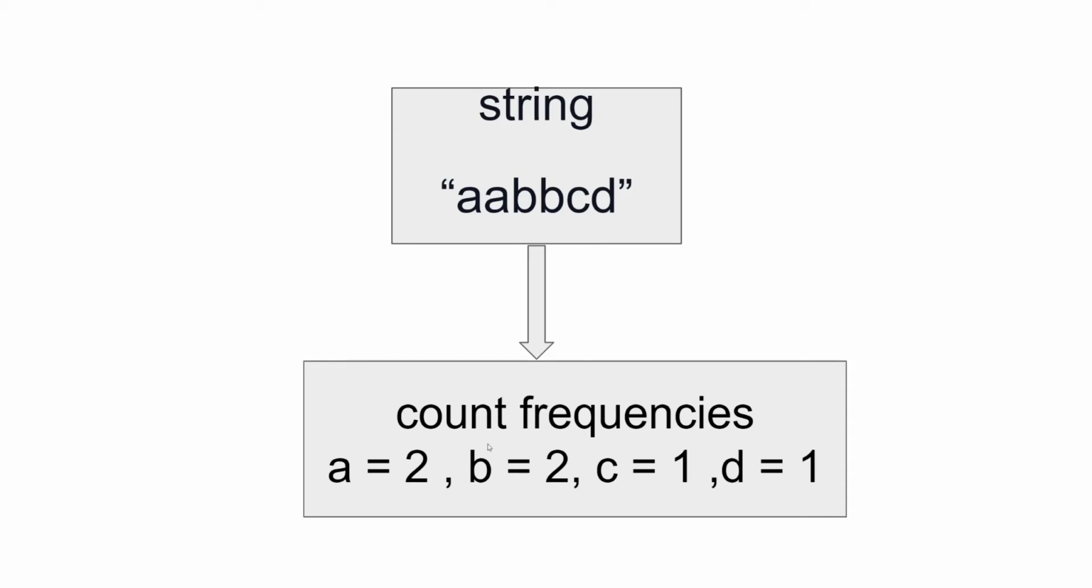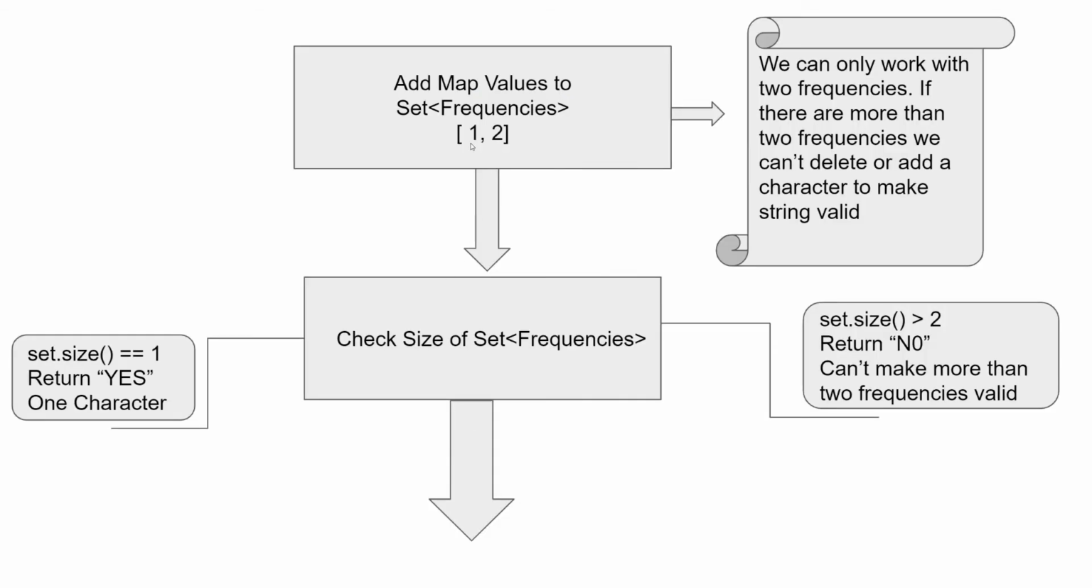So when we go ahead and add this to our set, we can't have duplicates in sets. So it's just going to represent this as 2 and 1, which I set here as 2 and 1, or 1 and 2. Now we're going to get down here. We're going to check the size of our set frequency. And if the size is equal to 1, we're just going to go ahead and return yes. All right.